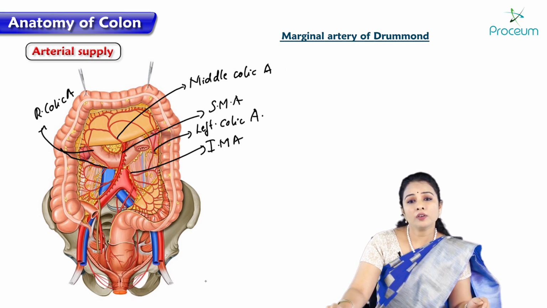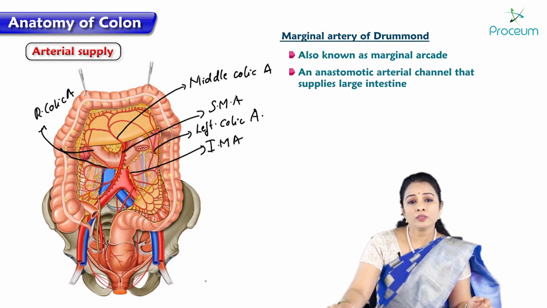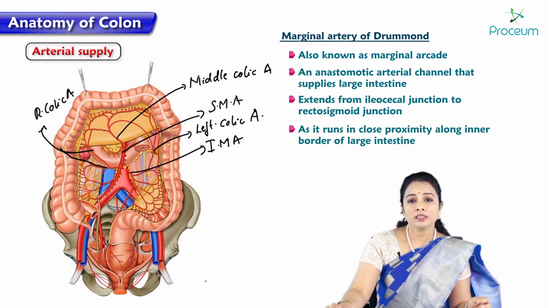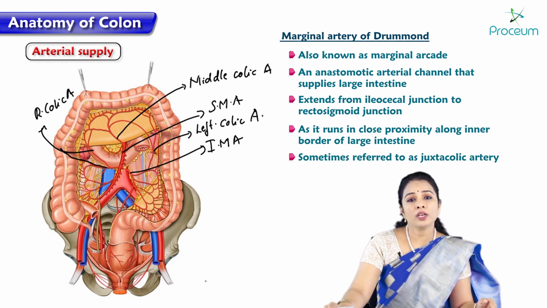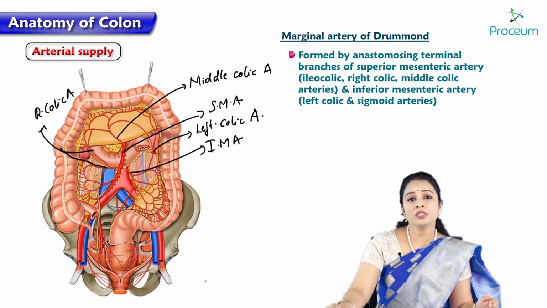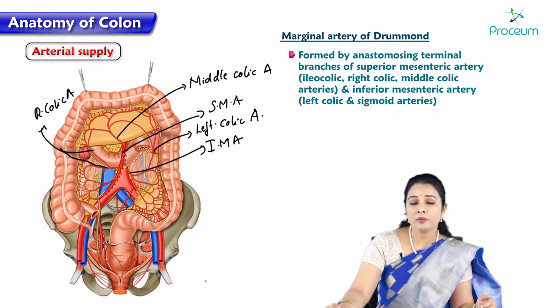Then, the marginal artery of Drummond. The marginal artery of Drummond, also known as the marginal arcade, is an anastomotic arterial channel that supplies the large intestine. It extends from the ileocecal junction to the recto-sigmoid junction. As it runs in close proximity along the inner border of the large intestine, it is sometimes referred to as the juxtacolic artery. The marginal artery of Drummond is formed by the anastomosing terminal branches of the superior mesenteric artery.